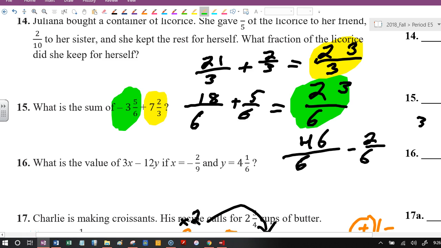So if we have positives and negatives, right? Okay, the negatives were 23/6. And the positives were 46/6. Correct? Yeah. Okay. 46/6.